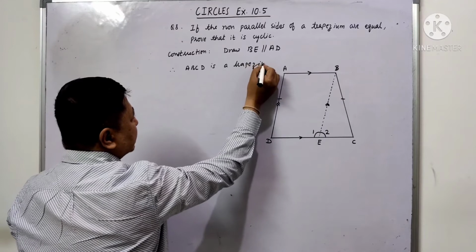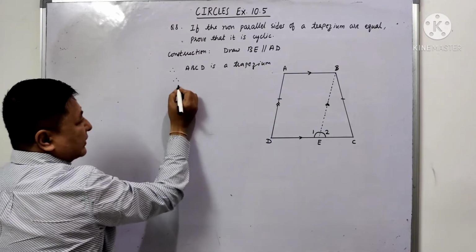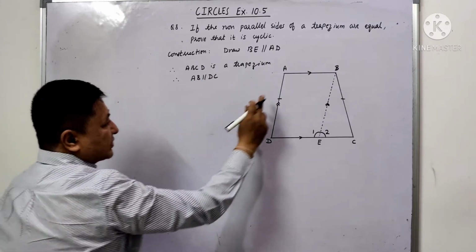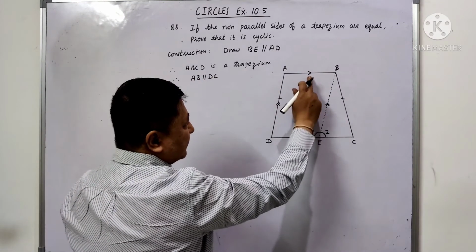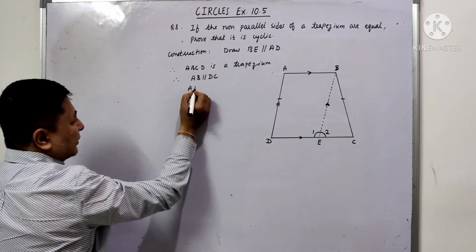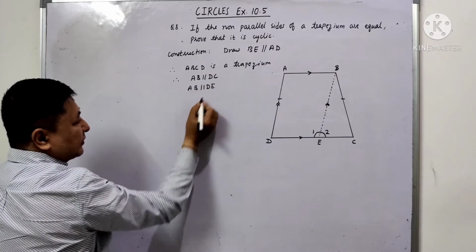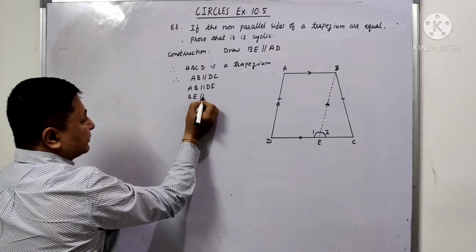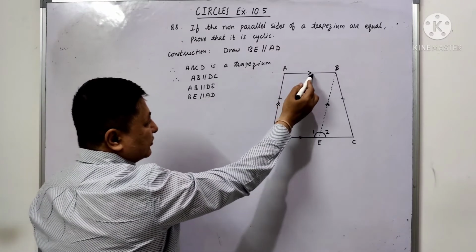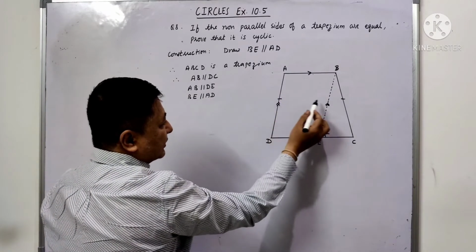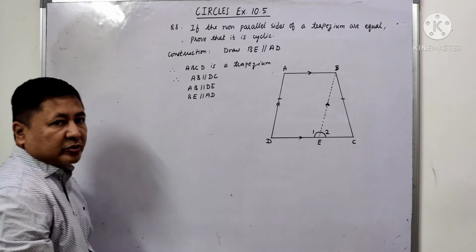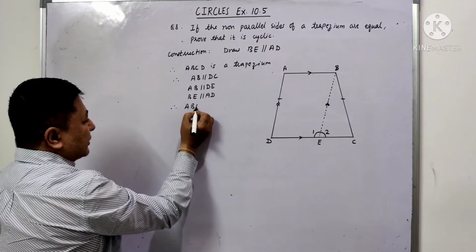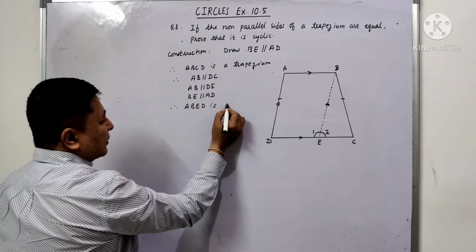Since ABCD is a trapezium, we can write that AB is parallel to DC, and since AB is parallel to DC, we can also write that AB is parallel to DE. In the construction we have written BE is parallel to AD. Since this is parallel to this side and this is parallel to this side, both pairs of opposite sides are parallel, therefore ABED is a parallelogram.